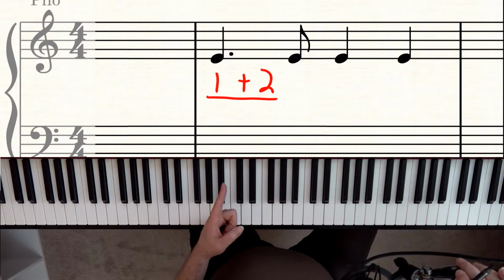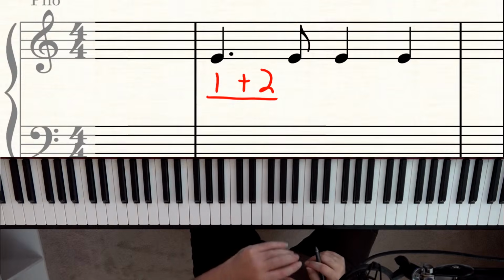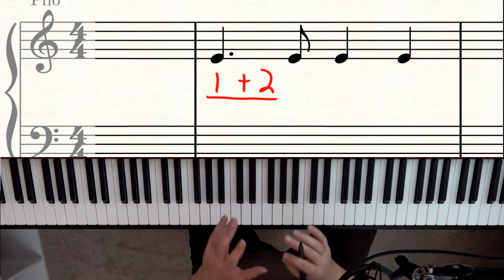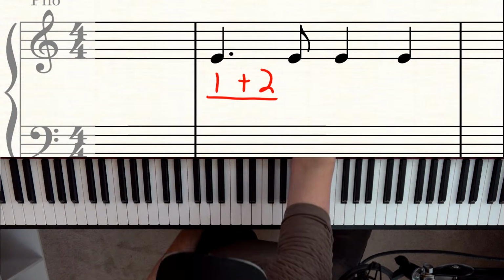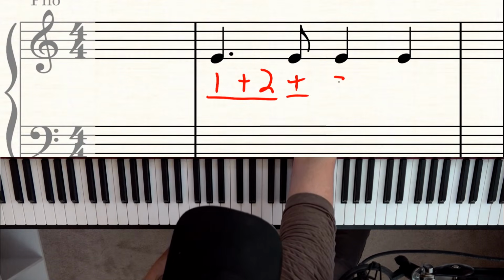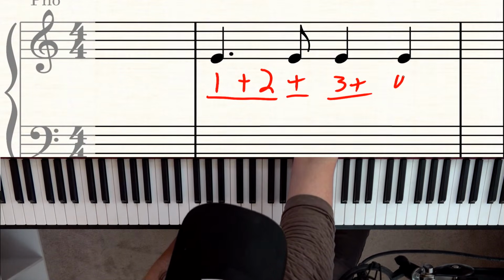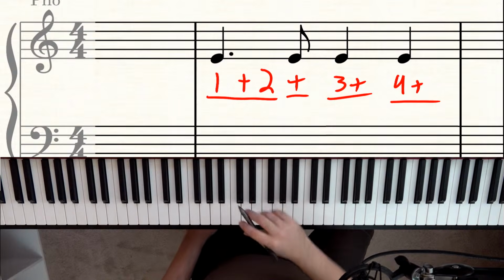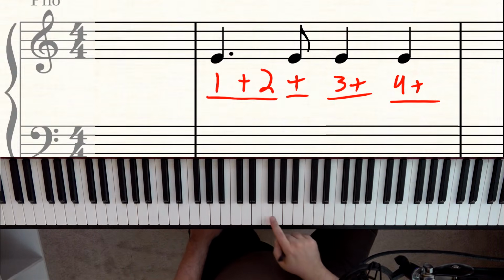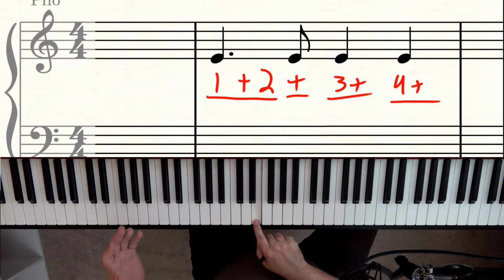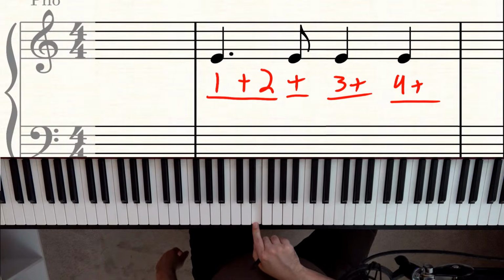So I wrote out 1 and 2. I underlined it because that's how long the note's going to be. And like I said, the "and" right here is just going to hit on that eighth note. So it's going to be counted 1 and 2 and 3 and 4 and.